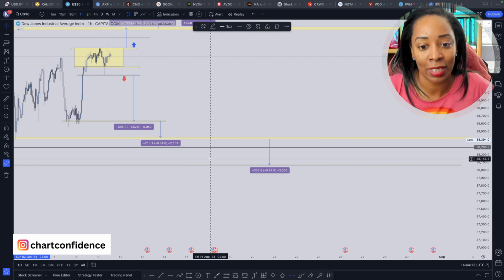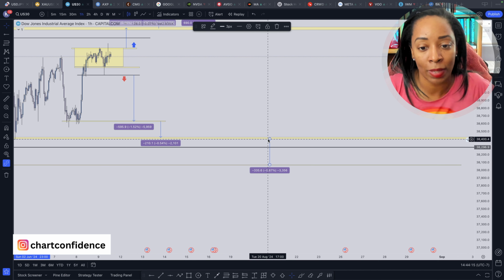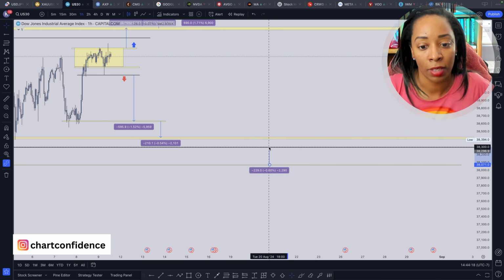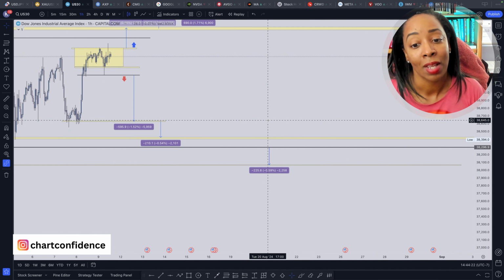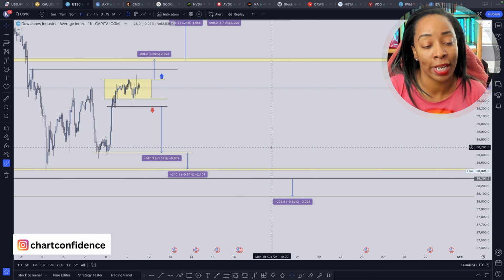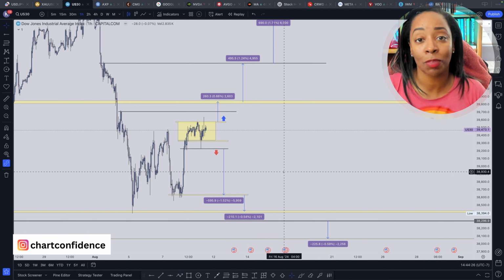And let's just say if we decided not to trade from here all the way down here, but to here, this is still 229 points or so. So this is a very tradable range within here. So this is my game plan for the upcoming week.